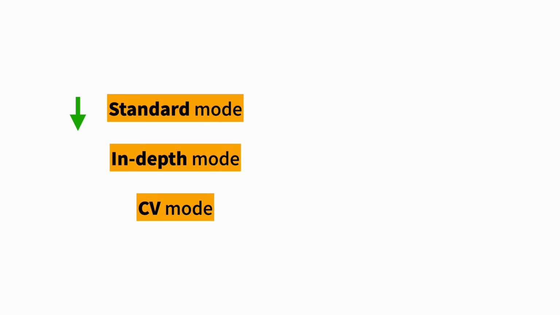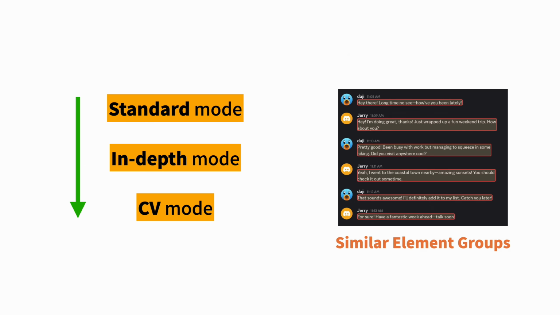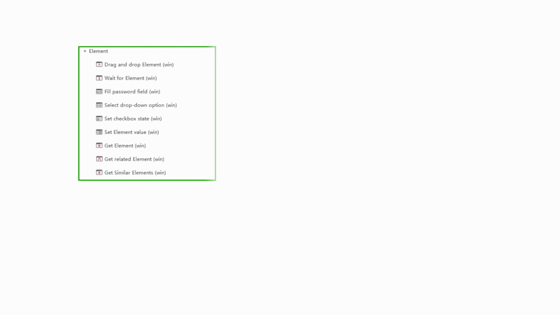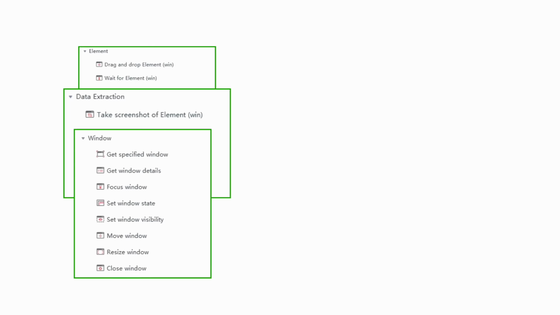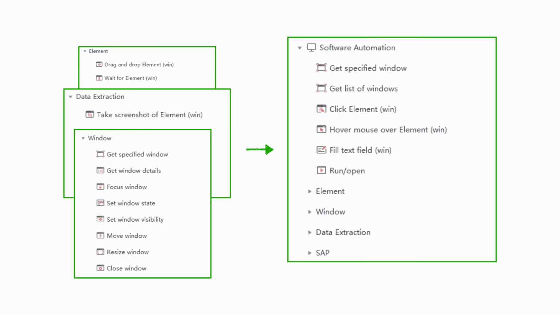Software elements have 3 capture modes. We recommend trying standard mode first. If that fails, try in-depth mode, and as a last resort, use CV mode. Software automation also supports capturing similar element groups. Supported element operations include click, hover, fill, and more. It can also handle data extraction and window-related actions. All these commands are in the software automation command set.